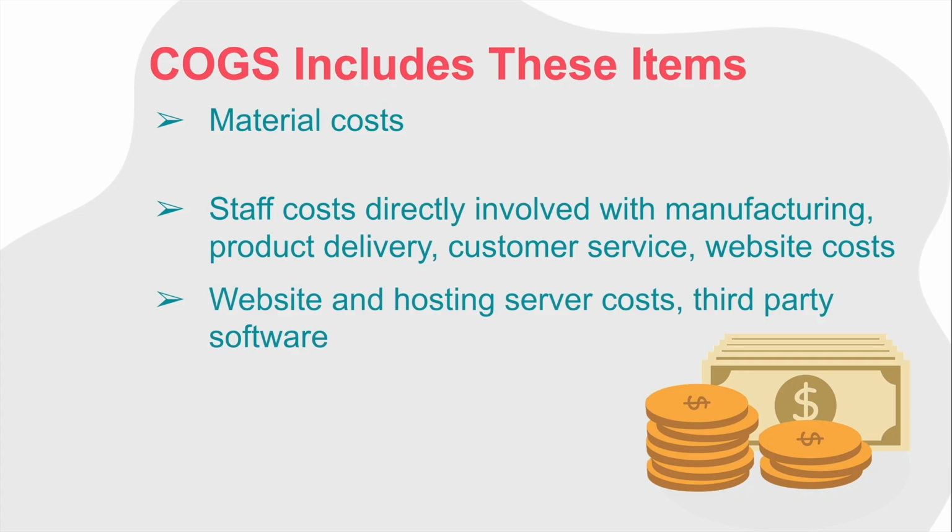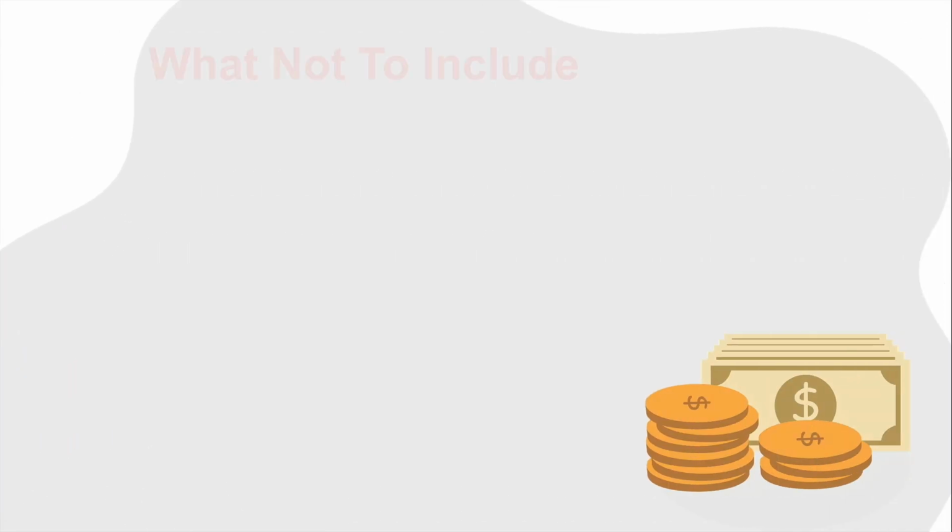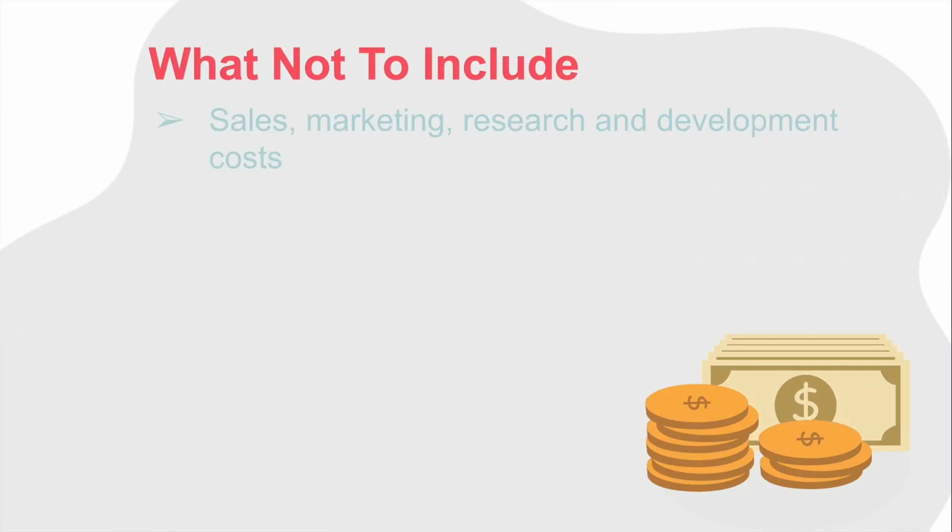These are things you would include in your COGS, no matter what your business is, and then you would subtract that from your revenue. We'll actually look at that shortly. So these are the things that are included. What are some things that are not included? Things like marketing, sales, and research and development. Those are not directly having to do with creating, manufacturing, and delivering the product.